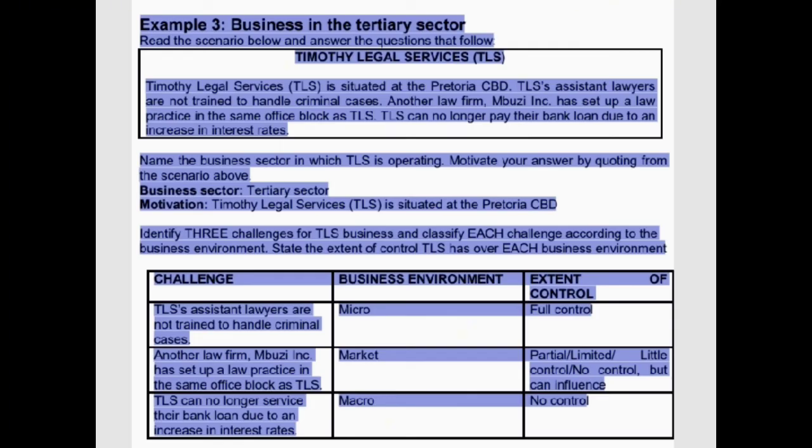So the last thing that you may be asked, that I feel like I can give you, you may sometimes be asked to name the business environment and explain the extent of control businesses have over each business environment. E.g., you have to name what business environment and the extent of what control. Number 1, let's say you name micro. Okay, you may be asked to name all of them.